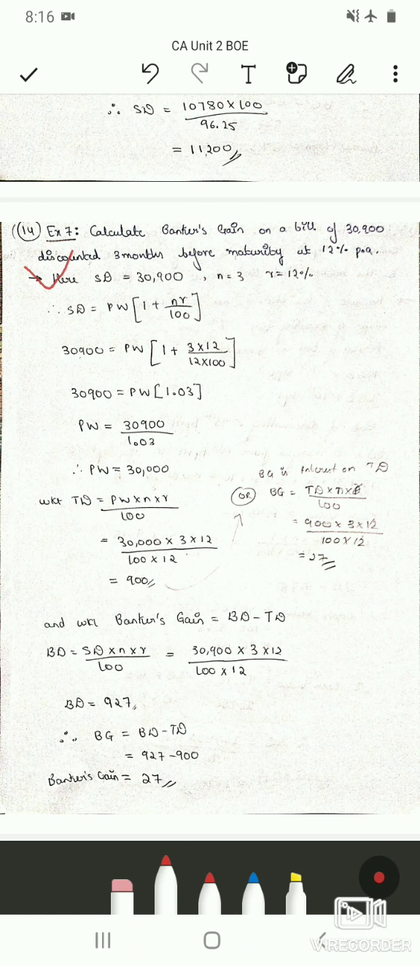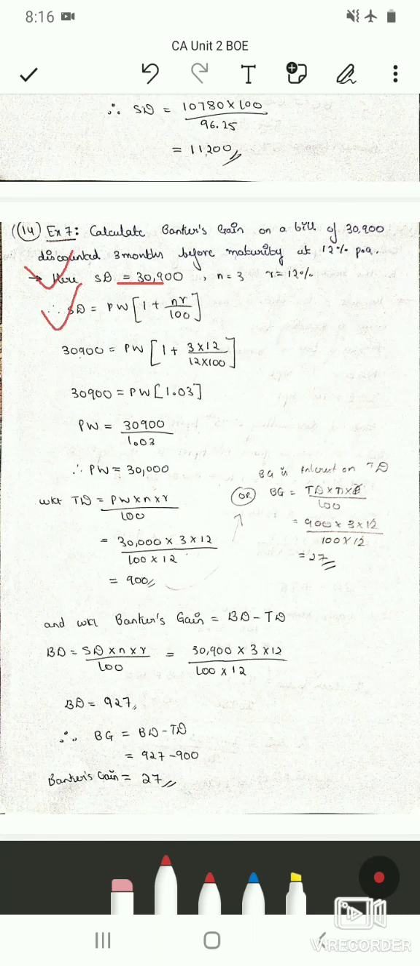So here the amount of the bill is 30,900. N is given as 3 months. Rate is given as 12%, and they have asked to find out banker's gain, that is, interest on true discount. Now to get true discount, we don't know the present worth, but we know the sum due.